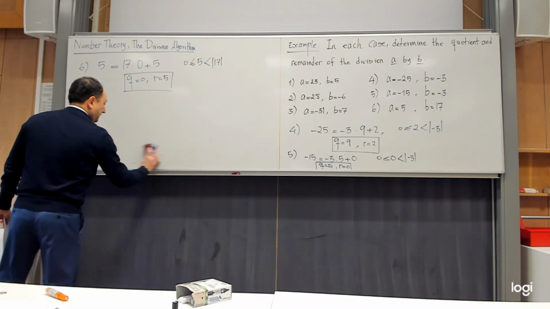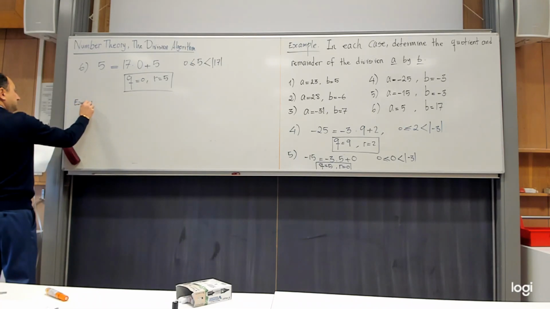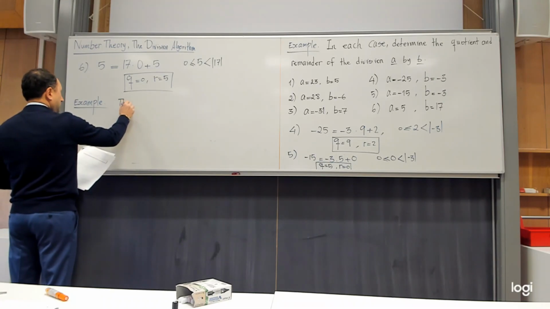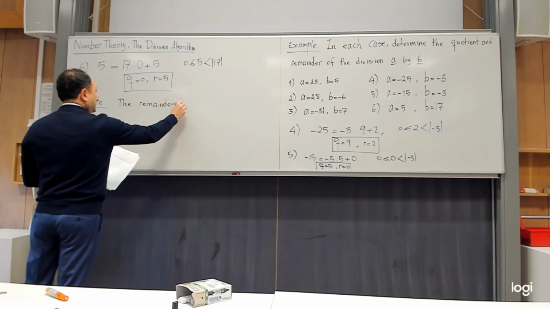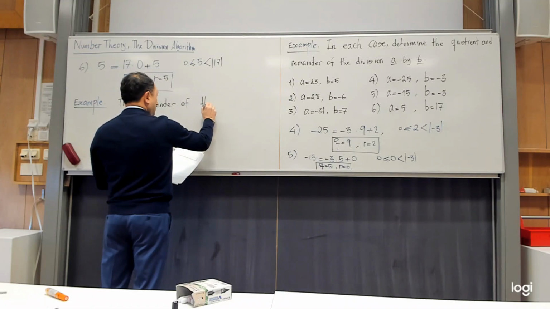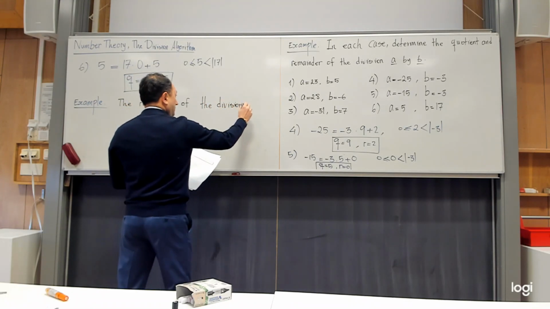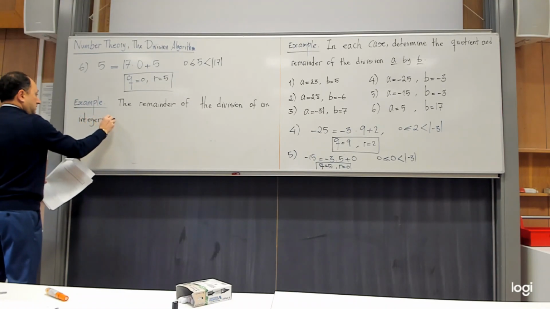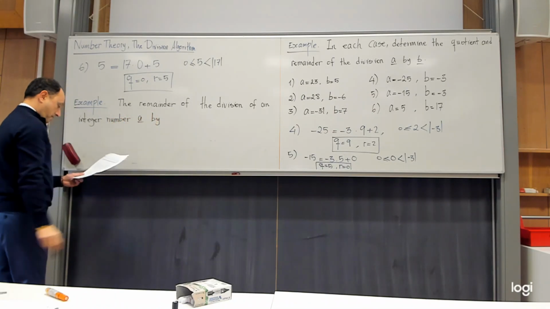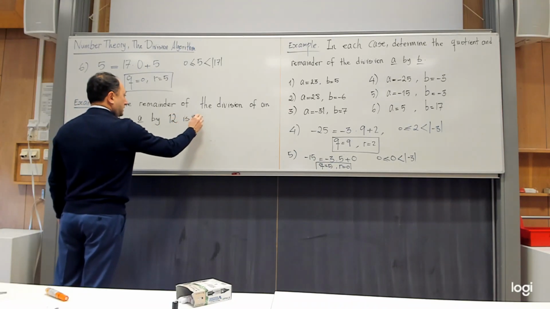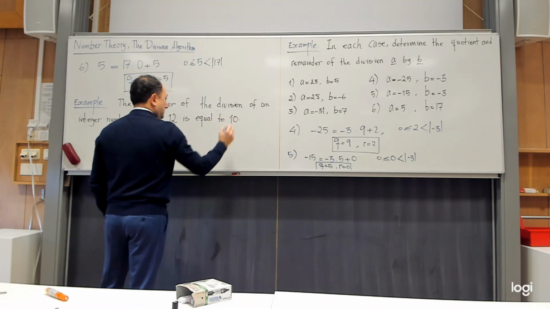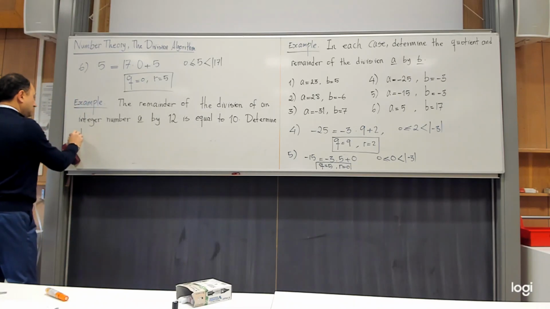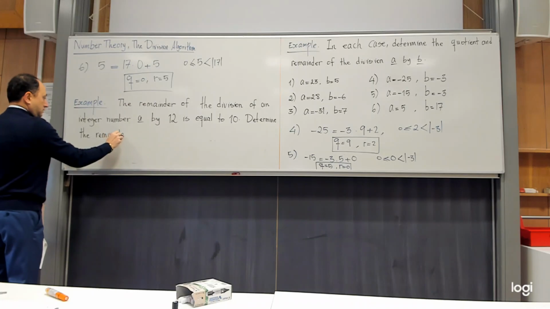Okay, so let me clean this. So example. The remainder of the division of an integer number A by 12 is equal to 10. Determine the remainder of A by 6.